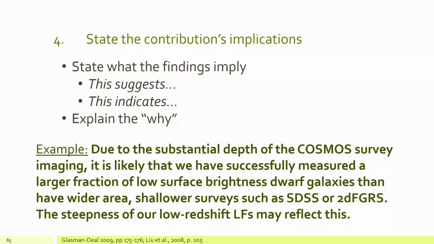Here, Liu et al. explain the implications through the wording "it is likely." The findings suggest, though perhaps do not prove, so careful language is used, that their methods were successful in measuring a larger fraction of the galaxies than previous methods. There is also a bit of comparison here, so the mapping of the contribution continues. The order of most of these items can be fluid.